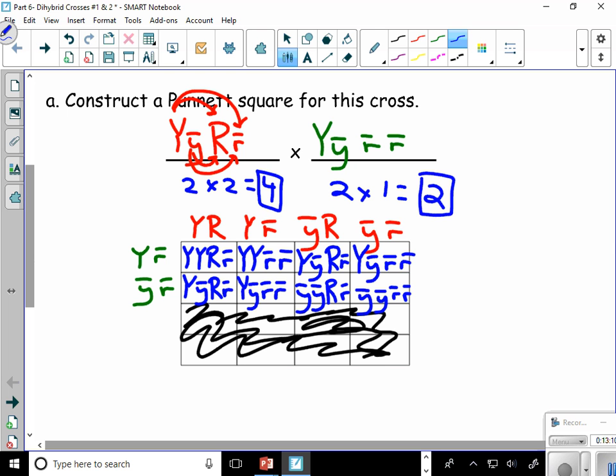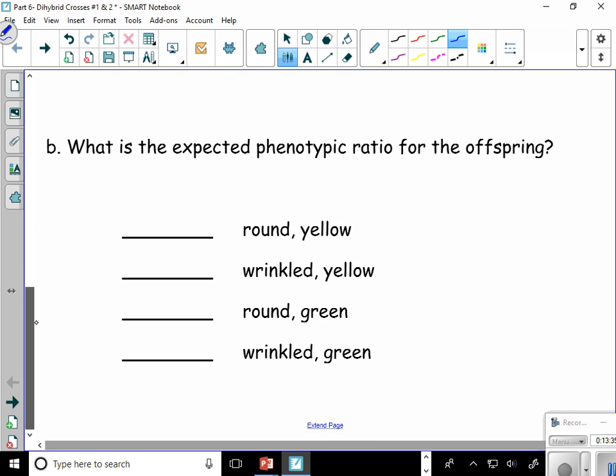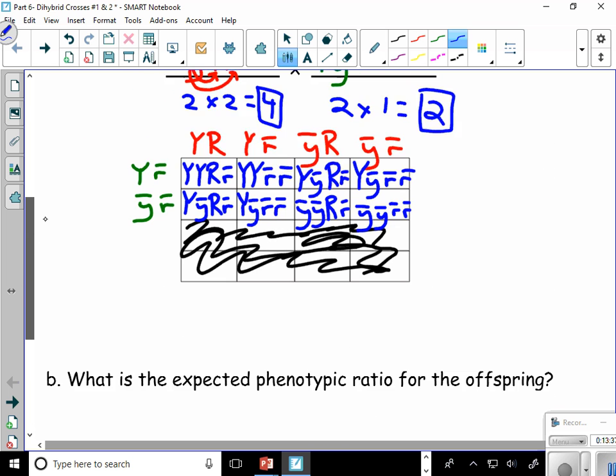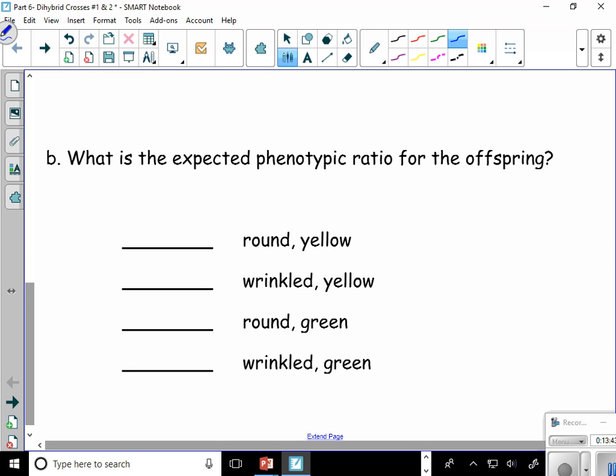So I've done my cross, correct? I've done my cross now. How many total boxes do I have filled? 8. So when I do my ratio, it's going to be however many out of 8, right? So as I come down here, these are my possible phenotypes, correct?